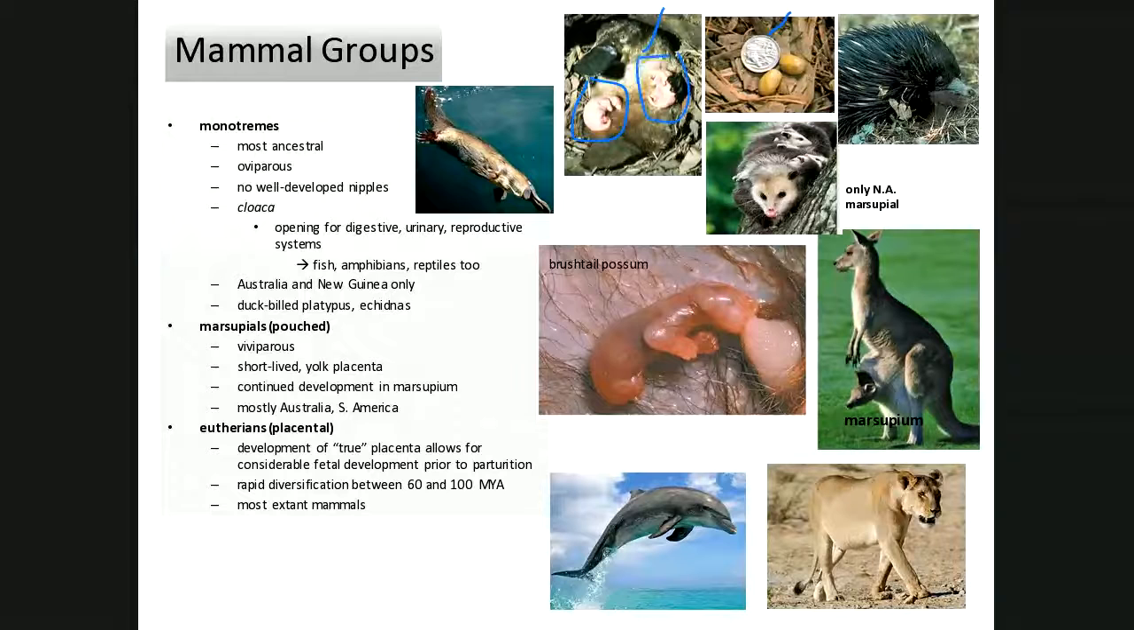All right, and they're actually nursing, but there's no well-developed nipple. Actually, what happens is there are glands that secrete milk onto the skin, and the young basically lick the milk off. So there's no nipple, no concentration of that kind of tissue. Just like in the frog, right?